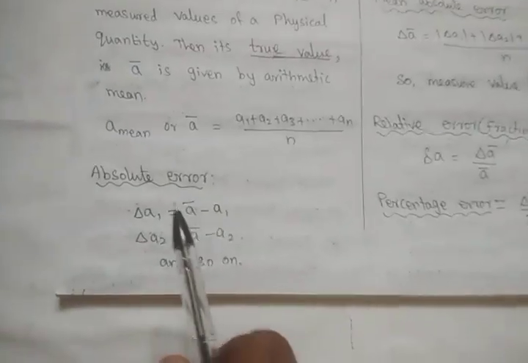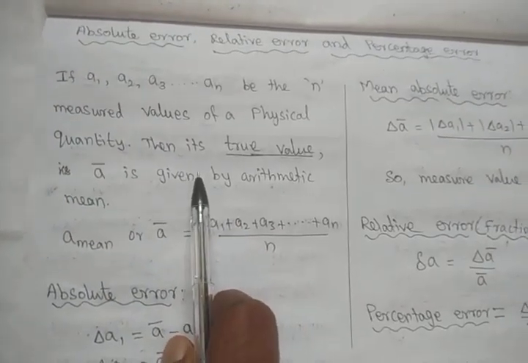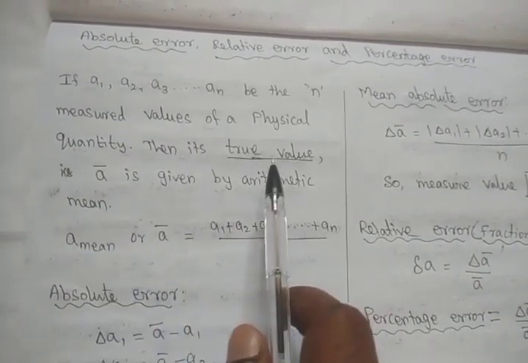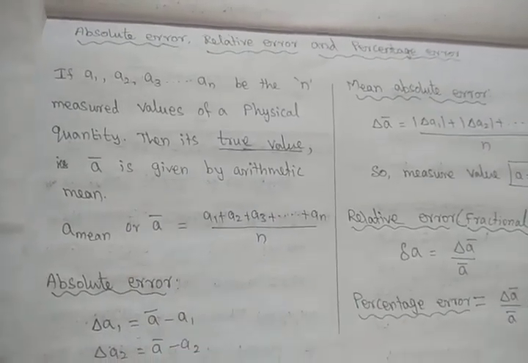Now we come to the absolute error. So why are we seeing this one? In some questions the true values are never given. So we have to calculate the true value of that measurement by simply taking the mean value.